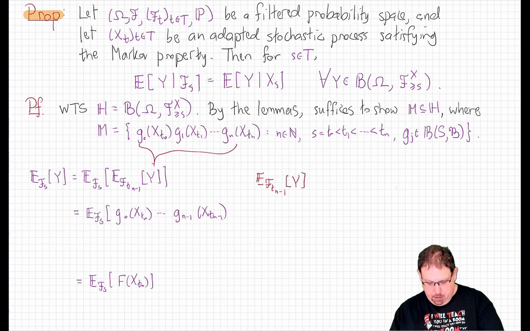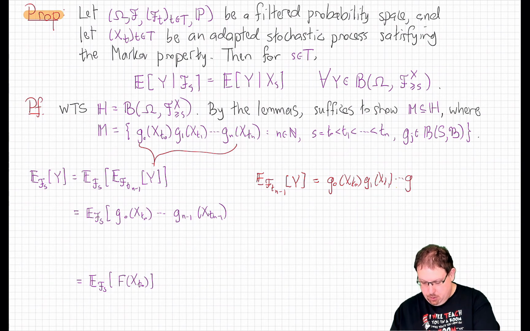Y is this product here. And except for the last term, it's a function of times t0, t1 up to t_{n-1} that are all less than or equal to t_{n-1}. So we can use the product rule to pull those measurable functions out: g0 of X_{t0}, g1 of X_{t1}, up to g_{n-1} of X_{t_{n-1}}. And what we're left with is just to condition on F_{t_{n-1}} the last term, g_n of X_{t_n}.